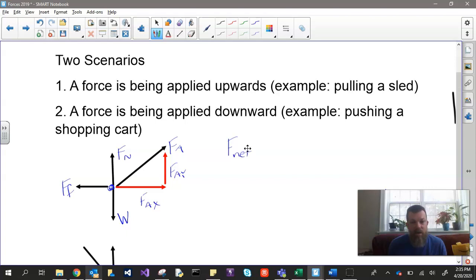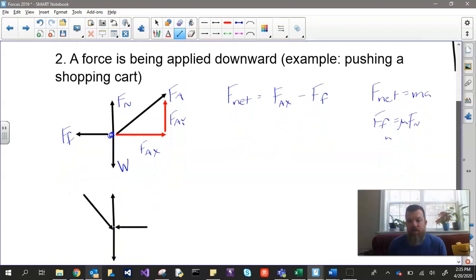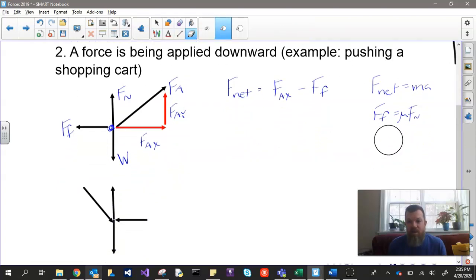Fnet is equal to all the forces that point in the positive direction, which is Fax, not just Fa, but the Fax, because it's this component that goes to the right, minus all the forces that go to the left, which is the force of friction. You'll recall that Fnet equals ma, that Ff equals mu Fn. The part that gets a little different here is that Fn is now different. Before we said Fn equals Fg, but for this stuff we have to look a little differently.